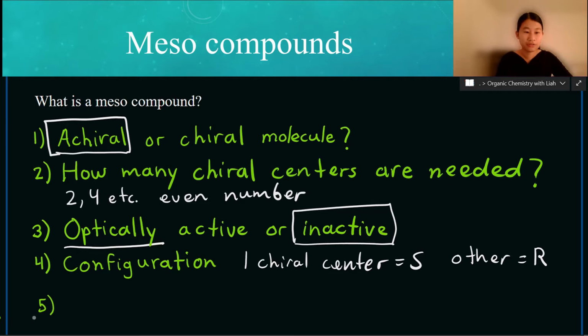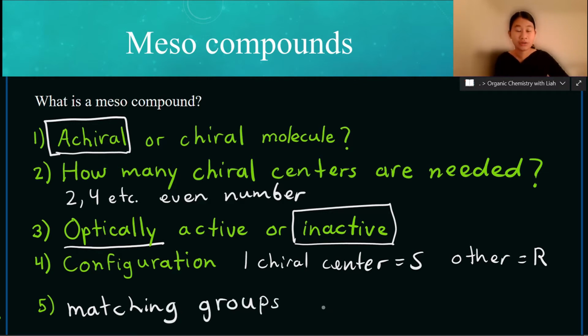Now we are on to the 5th characteristic of a meso compound. The 5th characteristic is that the chiral centers need to have matching groups. Alright, so we know that they are chiral centers, so each carbon will have 4 different groups, but when we compare the chiral centers to each other, they need to have the 4 same groups. They need to match. So we'll just put here, they need to have matching groups.